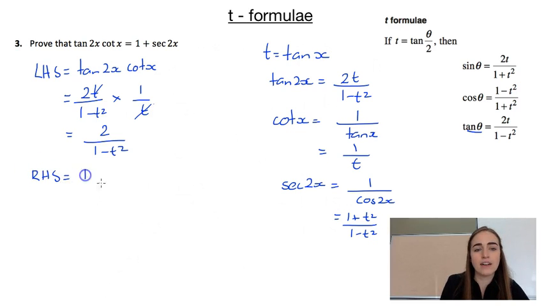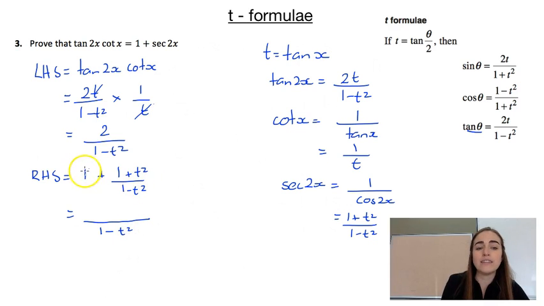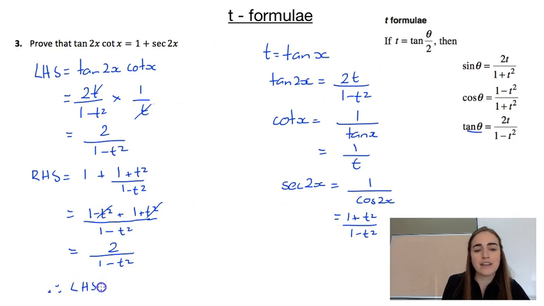My right-hand side was 1 plus that sec 2x, which is this here. So 1 plus (1 plus t squared) over (1 minus t squared). Now, if I make them have a common denominator of 1 minus t squared, I would have to multiply this one by 1 minus t squared. So I'd have (1 minus t squared plus 1 plus t squared). Then my t squareds cancel out, and I'll just end up with 2 over 1 minus t squared. So then I can write, therefore, my left-hand side is equal to my right-hand side.